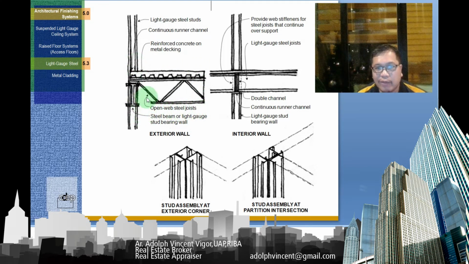This is your open web steel joist here. It's a steel beam or light gauge stud bearing wall. And that's for the exterior wall. Then for the interior wall, so it's already inside the building, you could use this also. You provide web stiffeners for steel joists that continue over support, and use light gauge steel joist. Here it's a double channel. Here it is continuous runner channel, and these are light gauge stud bearing walls.